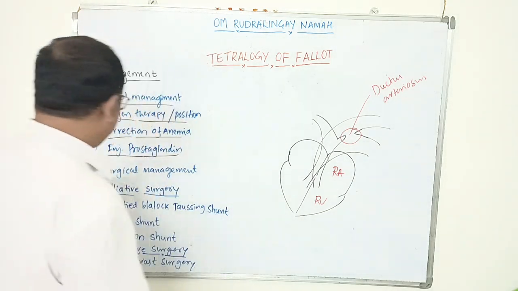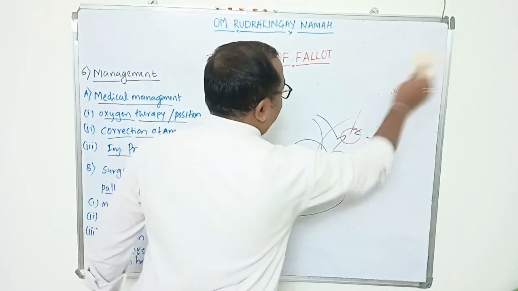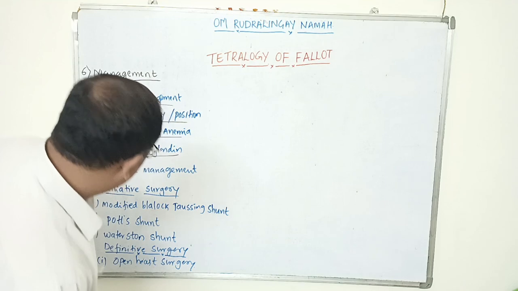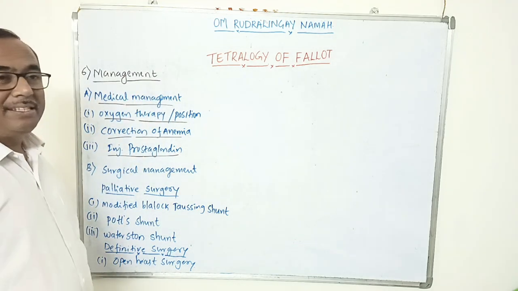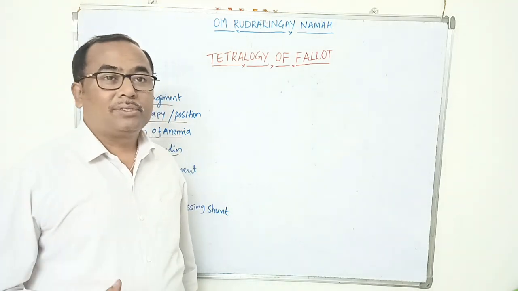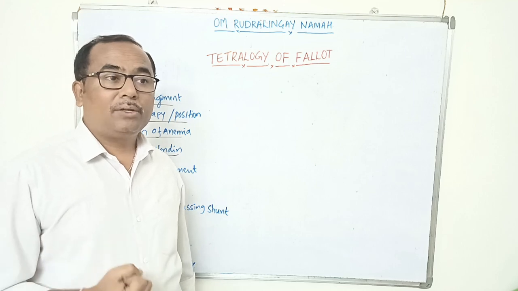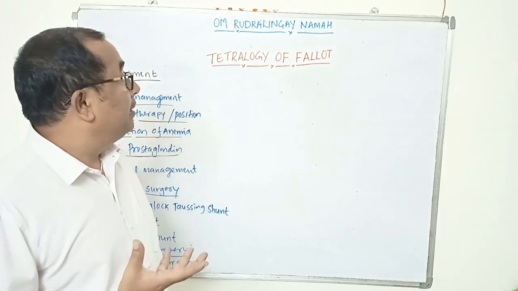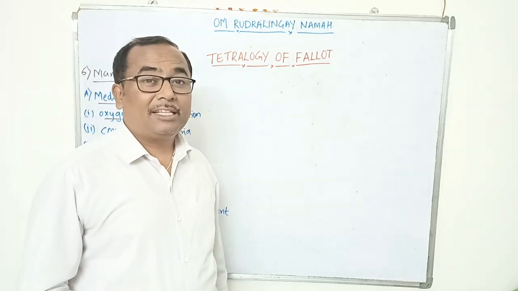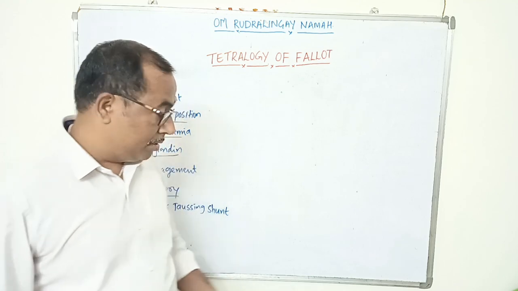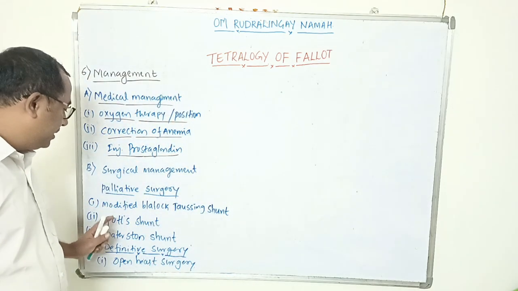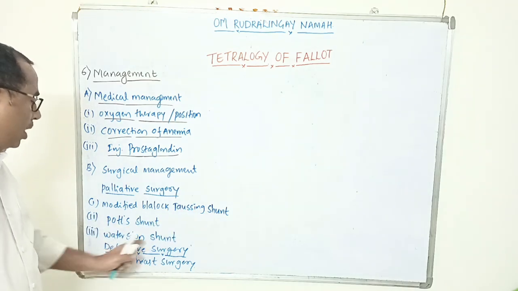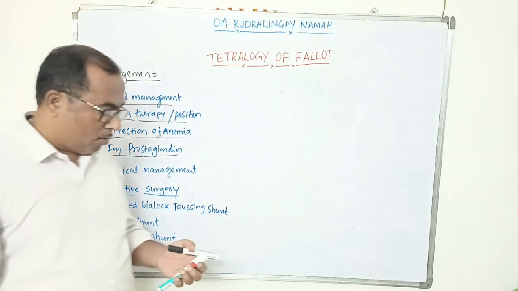Now let us see the surgical management of this. First one is palliative surgery. Palliative surgeries are mainly done to reduce the cyanosis, the symptoms. Here the main symptom of tetralogy of Fallot is cyanosis, that is nothing but a lack of oxygen supply to the tissues. There are 3 types of palliative surgery we will do: modified Blalock Taussig shunt, Pott's shunt, and Waterston shunt. So let's discuss one by one.